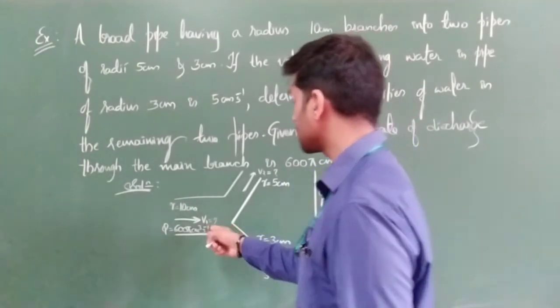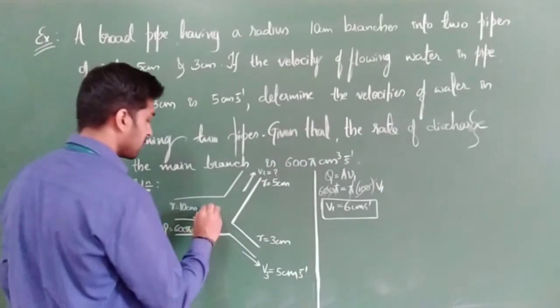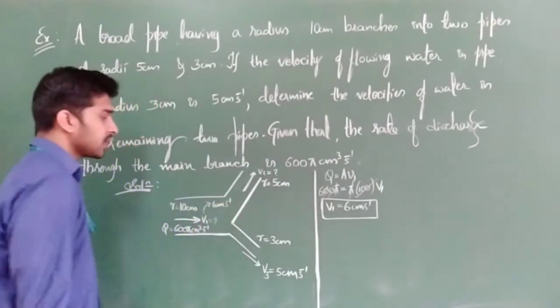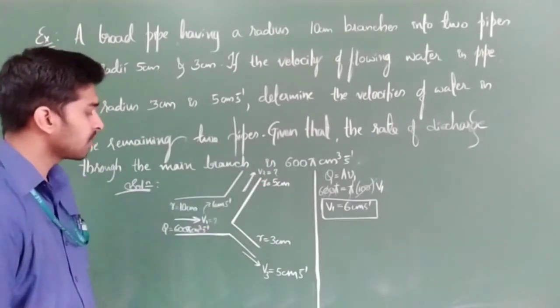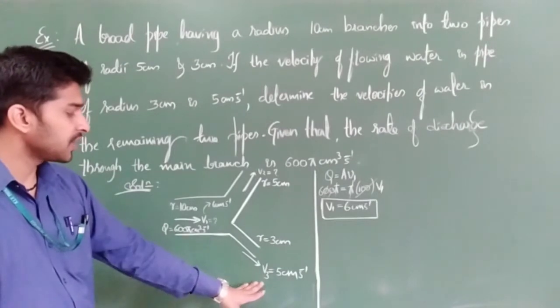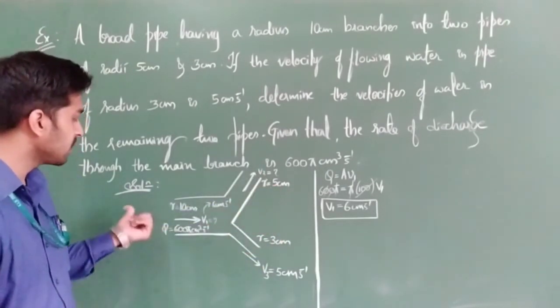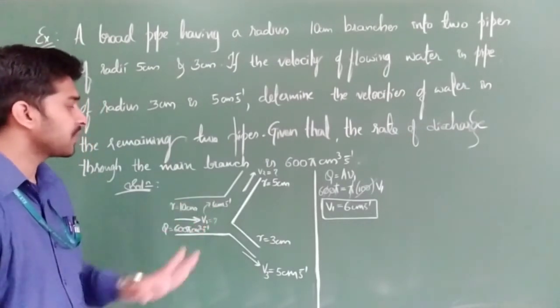So here velocity V1 is nothing but what? 6 centimeter per second. We calculated V1 as 6 centimeter per second. Okay, now what we have to calculate? V2 we have to calculate. V3 already given, R given, here also radius given, V2 we have to calculate. Here rate of discharge we know, R we know, V1 also we know.